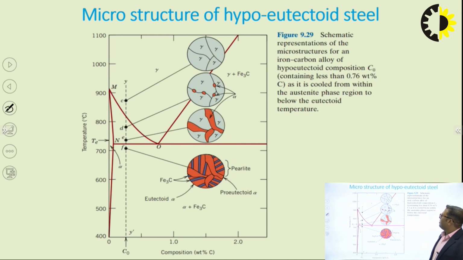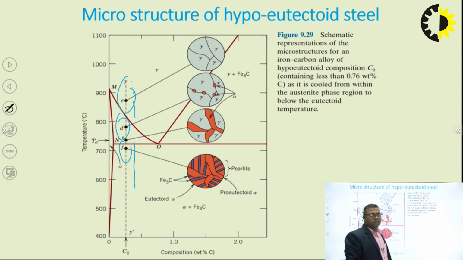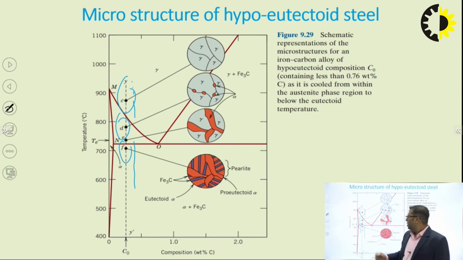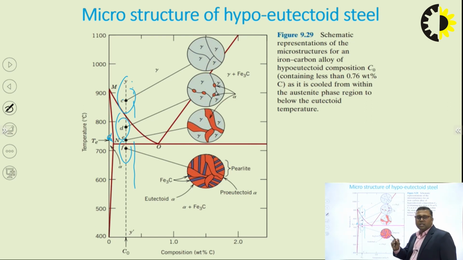Similarly, the microstructure of hypoeutectoid steels, as I have already told you, is seen below 0.8% carbon. Below 0.8%, wherever you draw one line, you will see three different regions: first region, second region, and third region. In the first region, you will see the same austenite phase. Then on cooling down, here you will see there is alpha, here is austenite. So here alpha particles start to nucleate from the gamma particles.